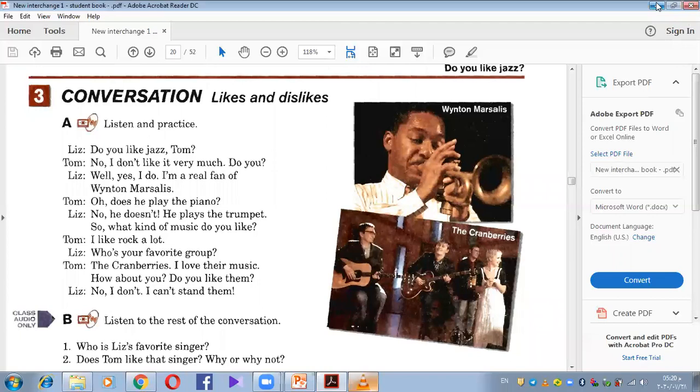Page 21, Exercise 3, Part B. Listen to the rest of the conversation. 1. Who is Liz's favorite singer? 2. Does Tom like that singer? Why or why not? What about singers, Liz? Who do you like? Oh, I like lots of different ones. I guess my favorite singer is Whitney Houston. Whitney Houston? You must be kidding. Why? Don't you like her? No, I don't. I guess her voice is okay, but I don't like her songs.